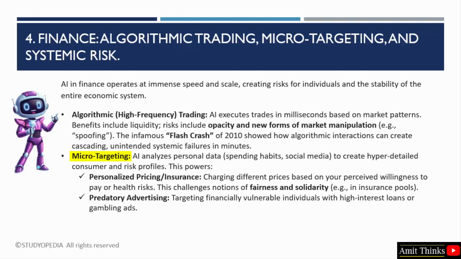Micro-targeting. AI uses personal data to build detailed consumer profiles. This drives personalized pricing. Prices vary by perceived risk or willingness to pay, raising fairness concerns. Next is predatory ads. Targets vulnerable users with high interest loans or gambling promotions.